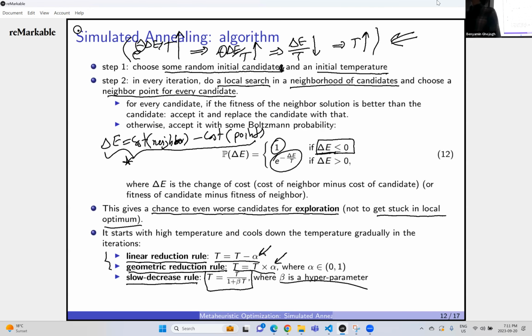Delta E is a number, right? It is a float number. T is some number. E to the power minus delta E over T will be some number between 0 and 1. Do you agree? Do you agree with that?